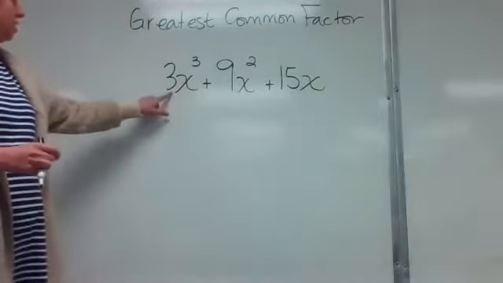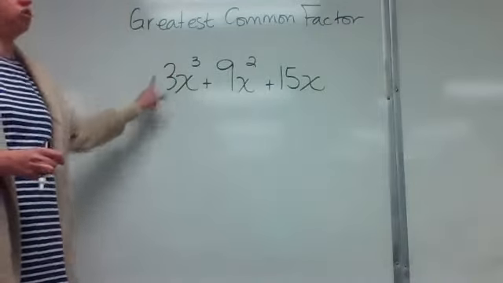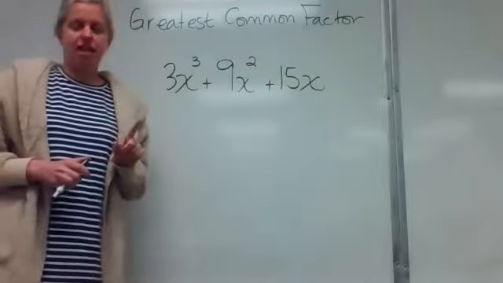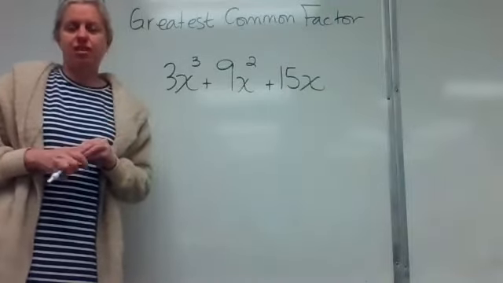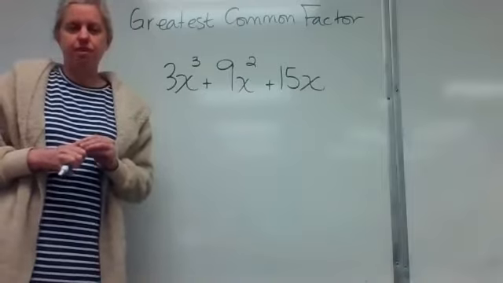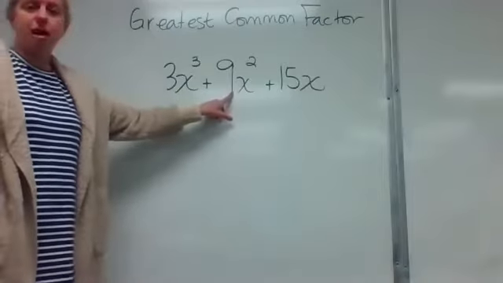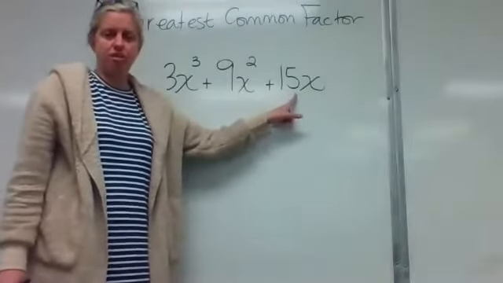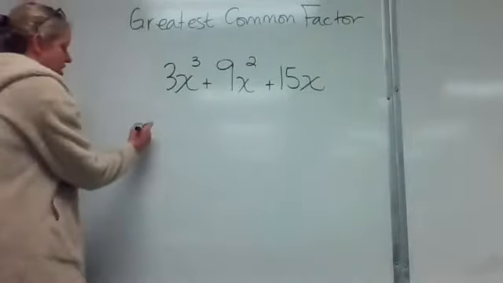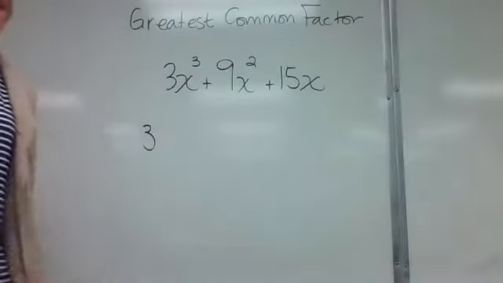Okay, I would look at this one first because the only thing that 3 is going to divide by evenly is 3, right? No other numbers go into 3 evenly besides 3. Will 9 divide by 3? It will. And will 15 divide by 3? It will. So I could definitely pull out a 3.